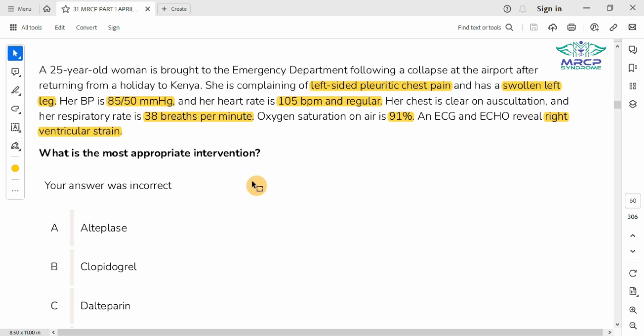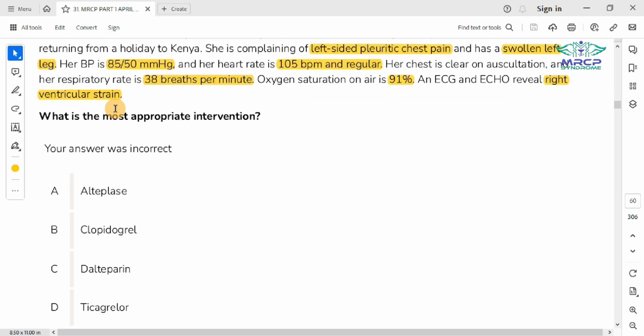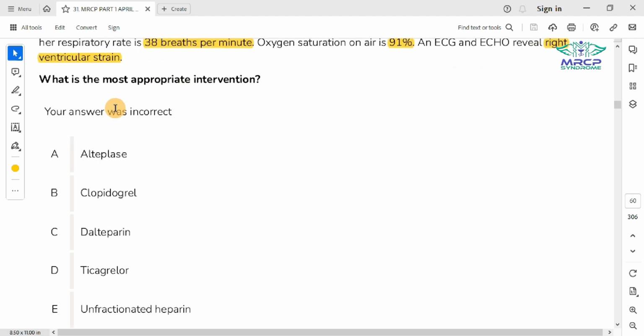So, most likely diagnosis: massive pulmonary embolism. Yes, this is the following massive pulmonary embolism. And the patient has the features of hypotension pointing towards hemodynamic compromise. So PE plus hypotension, intervention of choice: thrombolysis. Yes, we'll be going for the thrombolysis with alteplase.